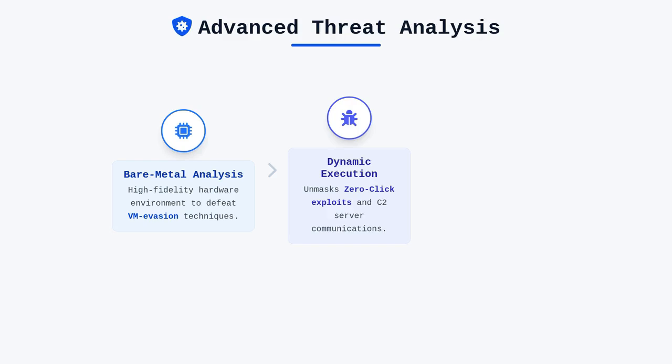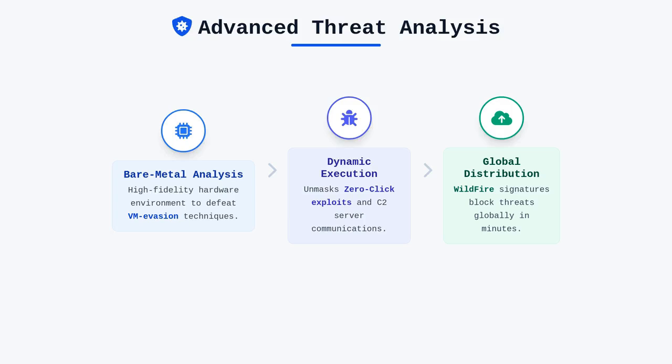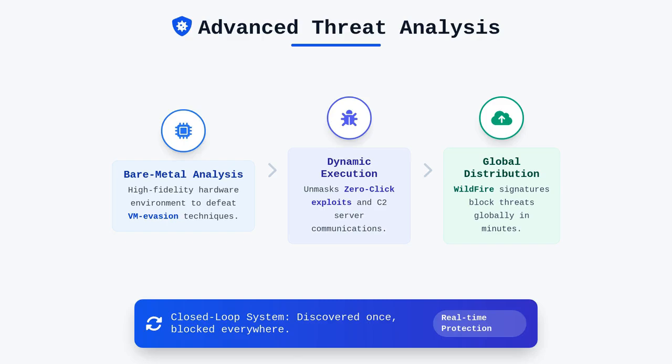If the file is confirmed to be malicious, Wildfire generates a signature and creates a behavioral report, which is then distributed to all subscribed platforms. This closed-loop system ensures that a threat discovered on one network is effectively blocked on every other network globally within minutes.